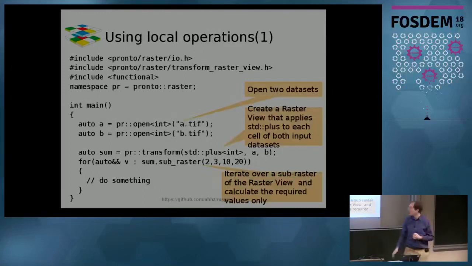So here's an example. Open two datasets, A and B. Apply the transform function using the function plus on A and B. That's cheap, that doesn't cost anything, that line. And then iterate over this sum. Yeah? And only at the moment that you're iterating over it, now you're incurring computational cost. And because you use the sub-raster here, you only iterate over part of the raster, you only pay the price of adding those pixels that you're actually looking at, and not the whole raster.